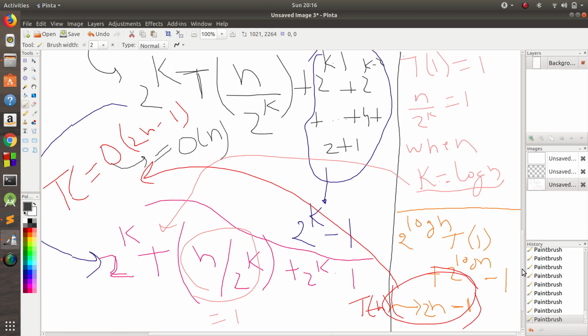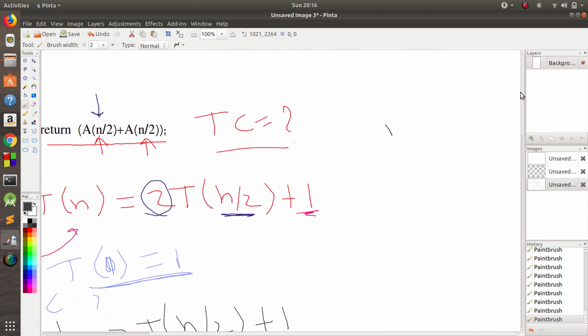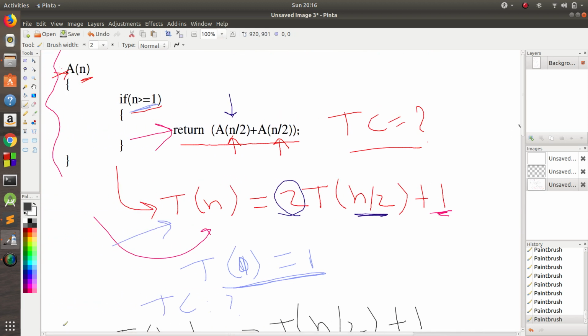So the function given to us over here has time complexity of O(n). I hope that this example was clear to you.